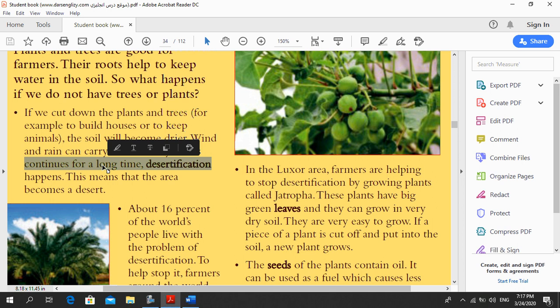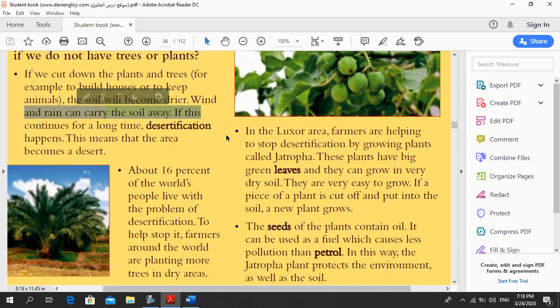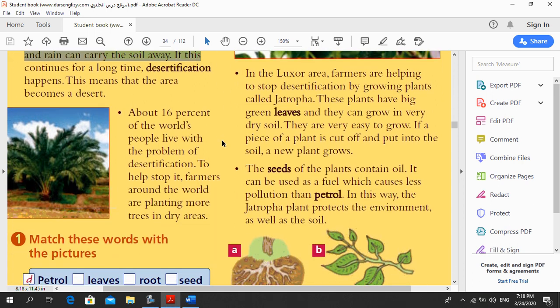Why should we cut down trees, or why would people cut down trees? Because they need the wood. We need the wood to build houses, for example. So what happens? Desertification happens. The soil becomes drier because you remove the trees, and then the wind will carry the soil away. So this is a problem.